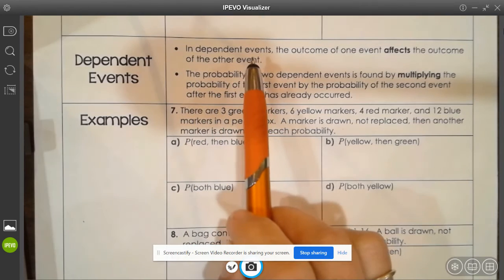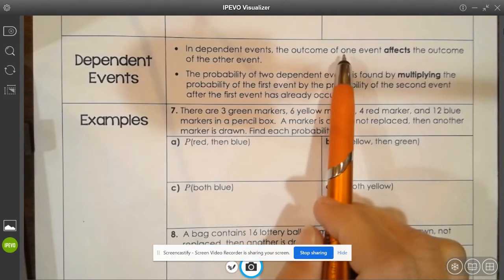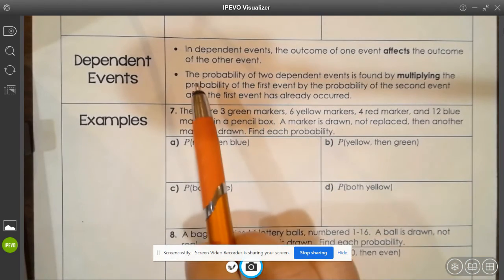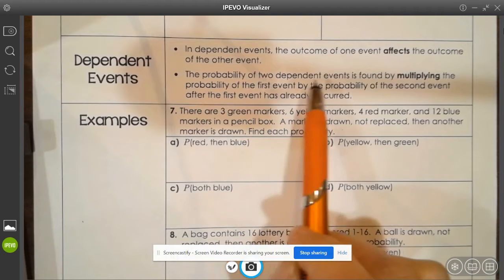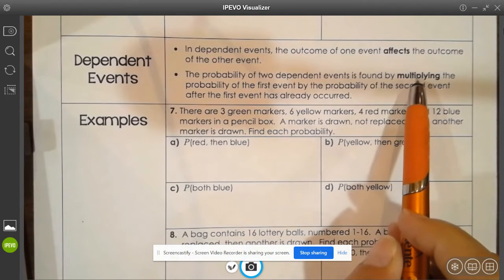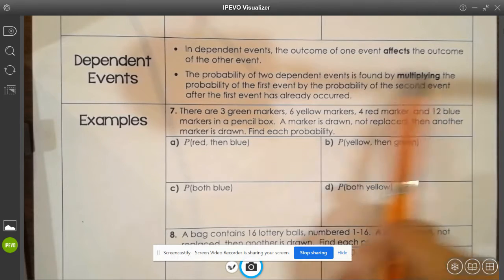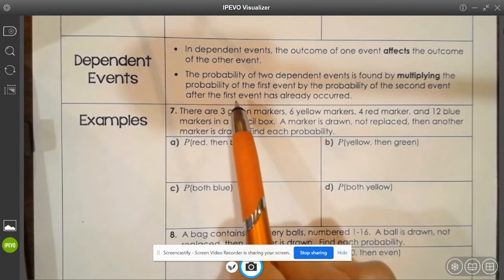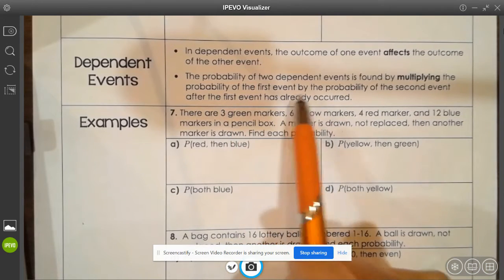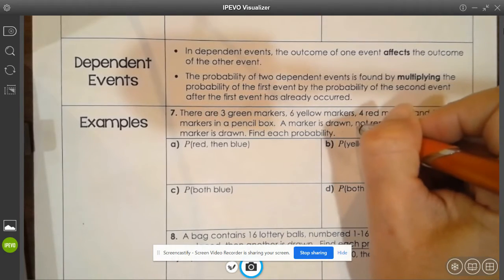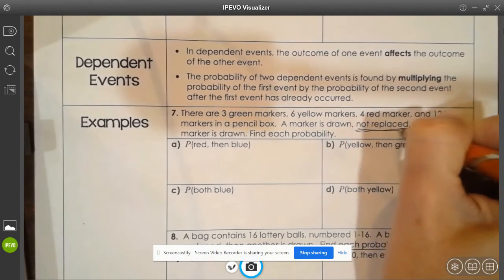So with dependent events, the outcome of one event affects the outcome of the other event. The probability of two dependent events is found by multiplying. So you're again multiplying, but there's only one minor thing that's going to be changing: the probability of the first event times the probability of the second event after the first event has already occurred. You're going to hear a lot of this: not replaced.